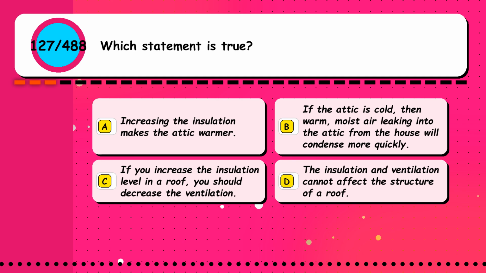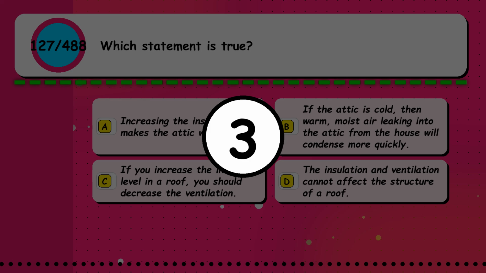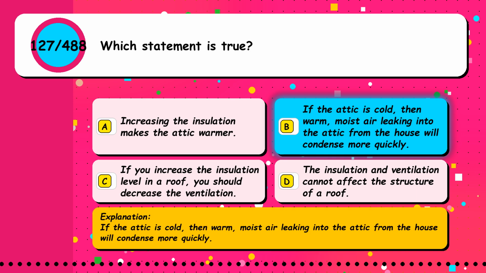Question 127. Which statement is true? Option A, increasing the insulation makes the attic warmer. Option B, if the attic is cold, then warm, moist air leaking into the attic from the house will condense more quickly. Option C, if you increase the insulation level in a roof, you should decrease the ventilation. Option D, the insulation and ventilation cannot affect the structure of a roof. The correct answer is option B. If the attic is cold, then warm, moist air leaking into the attic from the house will condense more quickly.